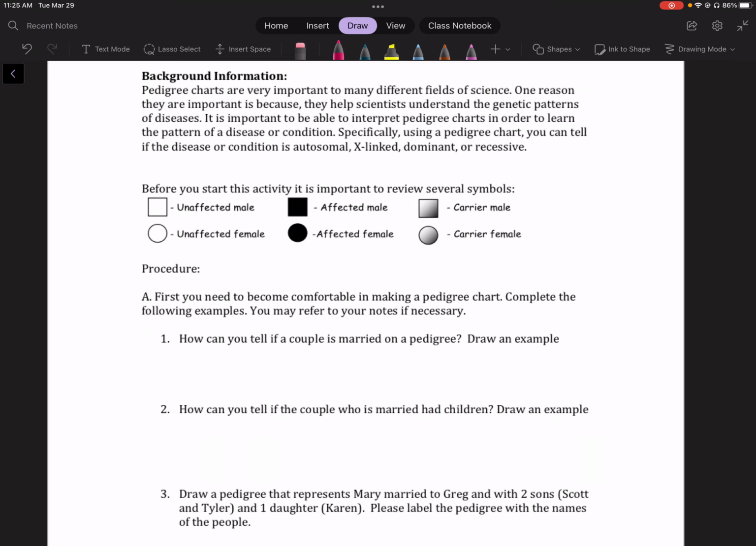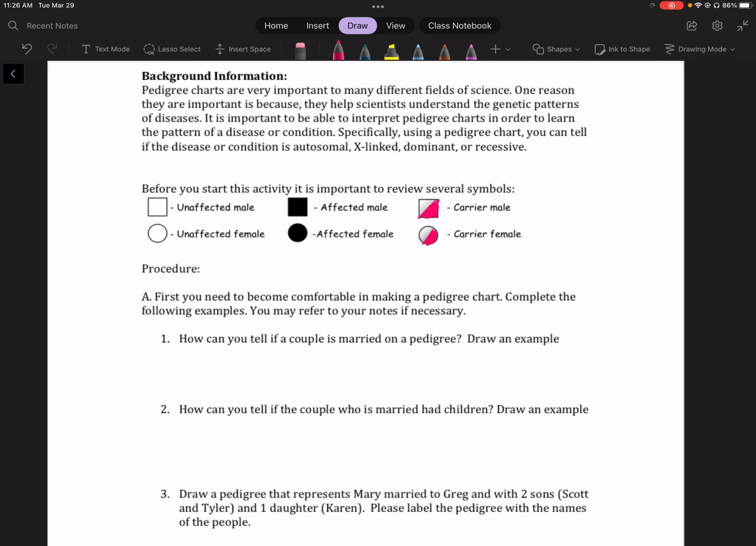So the first thing we're going to look at is the key specifically. A square is an unaffected male, a circle is an unaffected female. If it's not filled in, it's unaffected for that trait. That could be a dominant trait, a recessive trait, a disease, hair color, eye color, whatever that looks like. A fully shaded square is an affected male of the trait that we're looking at. A shaded circle is an affected female, while a carrier male is half shaded and a carrier female is half shaded. So what I mean by half shaded is this.